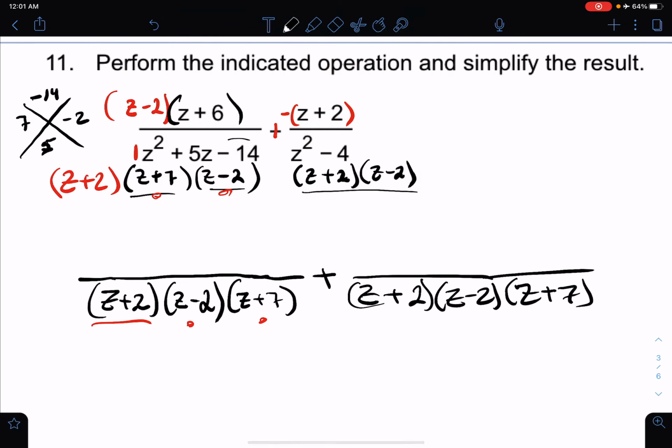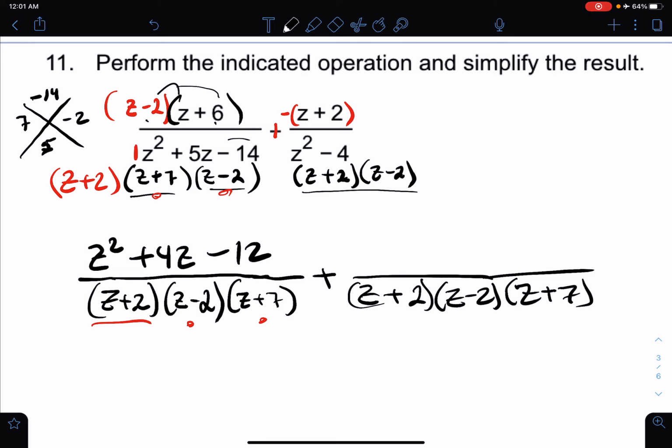And we multiply that. Well, z times z is z squared. And the middle is going to be negative 2 times z is negative 2z plus 6z is 4z. And negative 2 times 6 is negative 12. So this is number 11? So we got z squared plus, where do we go? Z squared plus 4z minus 12. Did I make a mistake anywhere?